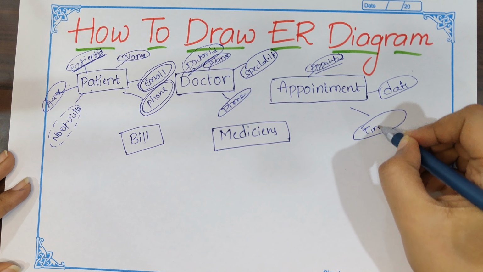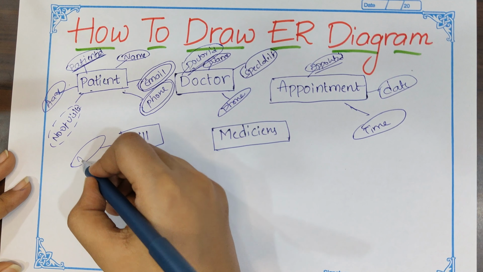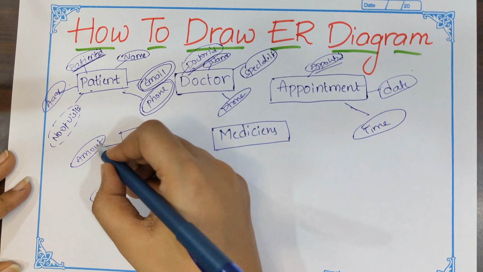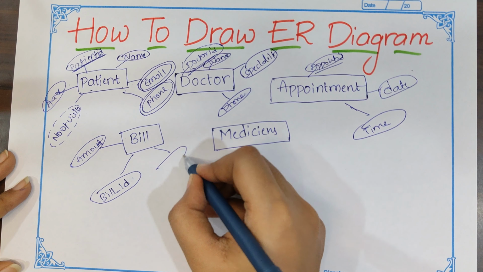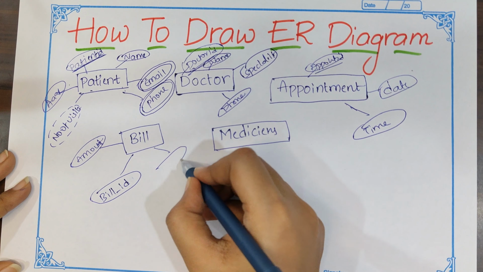Next comes to bill ID, the amount he is paying. Next, what are all the medicines he is taking, medicine ID. All these things come under this bill section, right? And bill ID became the key attribute here. And next when it comes to medicines, medicine ID, medicine name, price. All these things come under this, right?